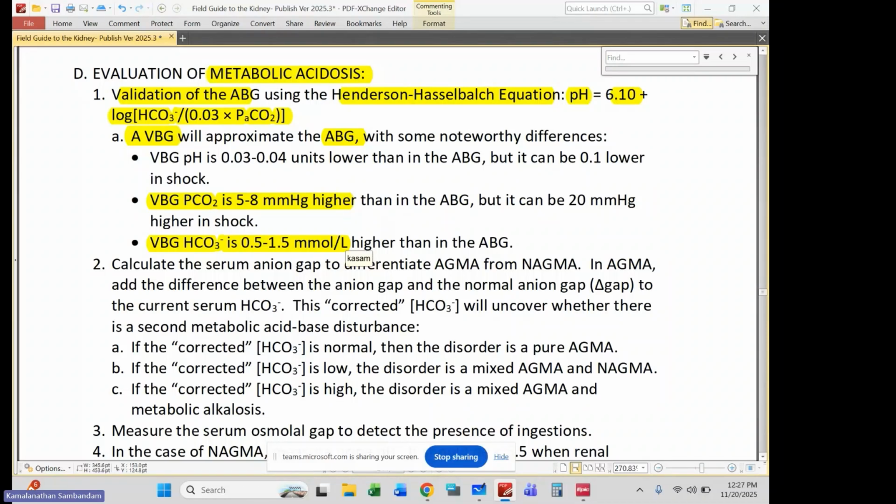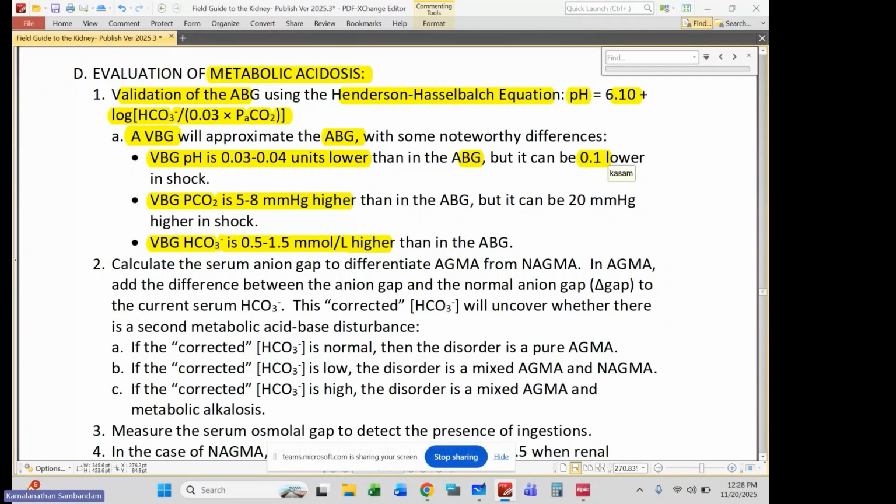Okay, so you can see that that's a bit higher. VBG calculated bicarbonates tend to be a little bit higher. It makes sense because, again, CO2 is transported as bicarbonate, right? 80% of CO2 is transported as bicarbonate. Okay, the net is a pH that is slightly lower than the ABG, right? By about 0.1.